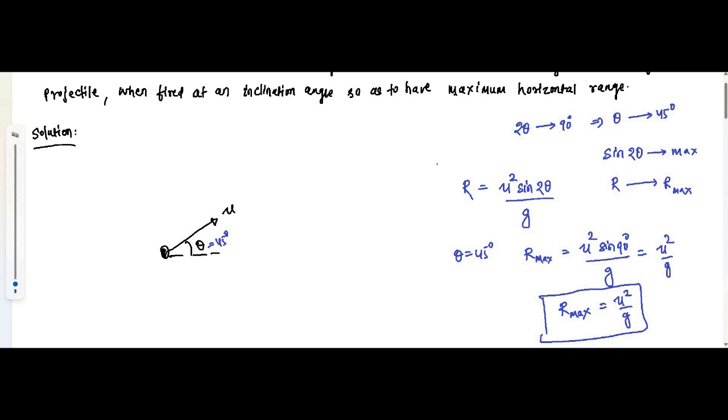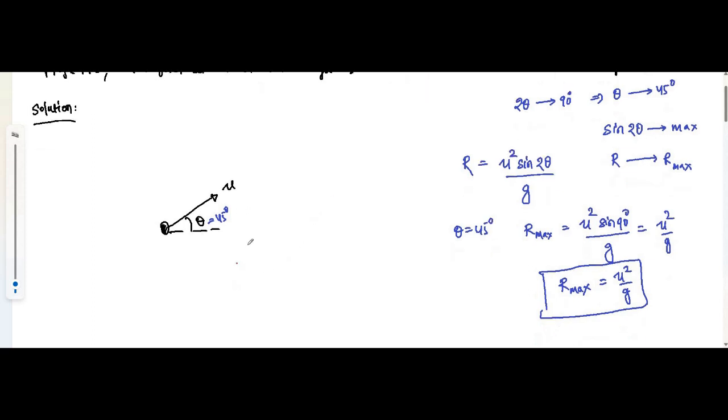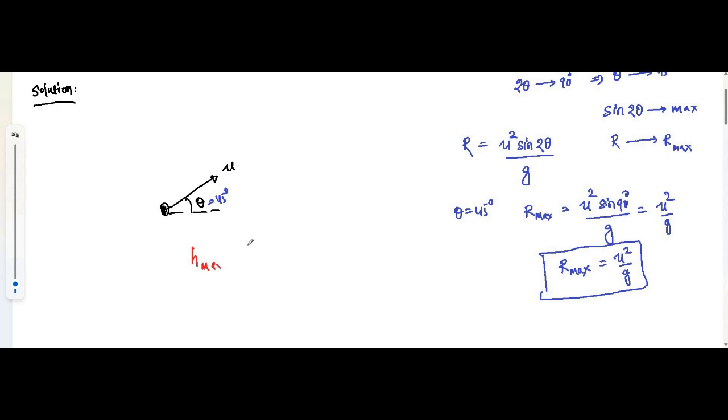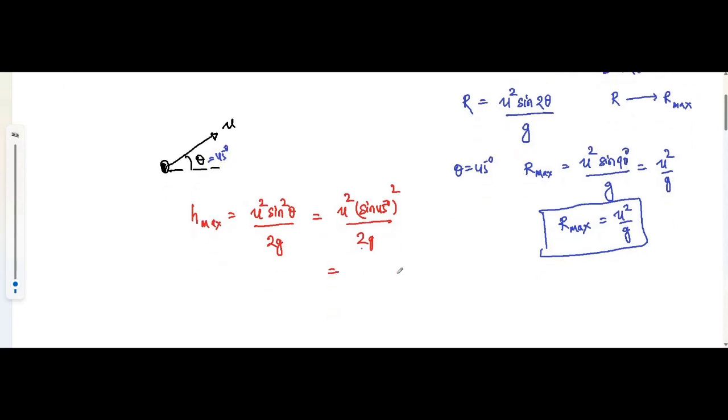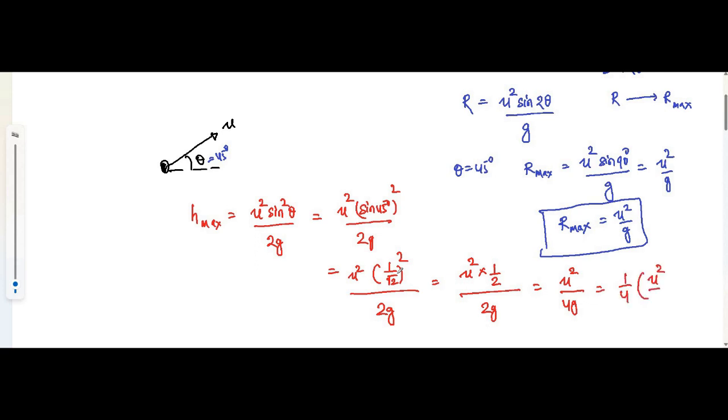Now, when theta is equal to 45 degree, what will be the maximum height for such an angle? Again, the formula of maximum height, H max, is equal to u square sine square theta by 2g, which is equal to u square sine 45 degree square by 2g. Sine 45 degree is equal to 1 by root 2. So it is u square into (1 by root 2) square by 2g, which is equal to u square into 1 by 2 by 2g, is equal to u square by 4g, or we can write it as 1 by 4 into u square by g.